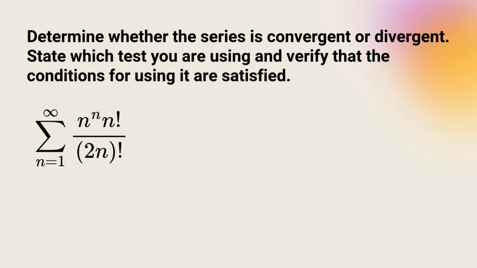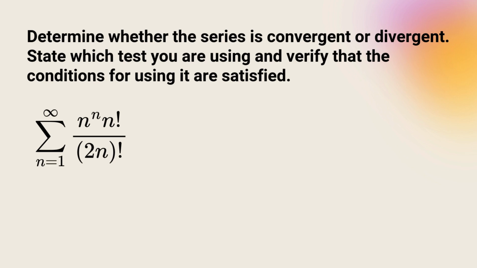So the series given is n to the n power times n factorial over quantity 2n factorial. But before solving this question, we must think about a test to determine if it is convergent or divergent. But we see that it has n factorial and we have an n to the n power. So the best test to use to solve this question is the ratio test.